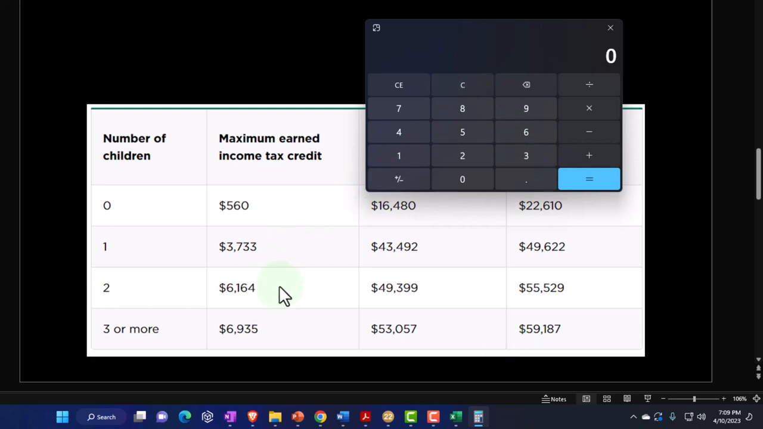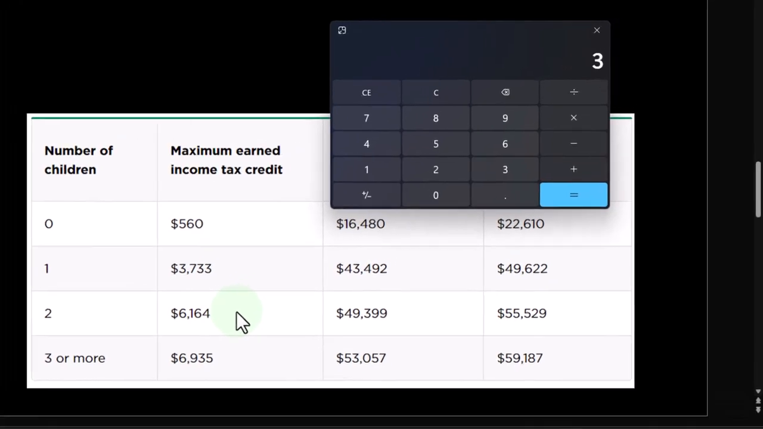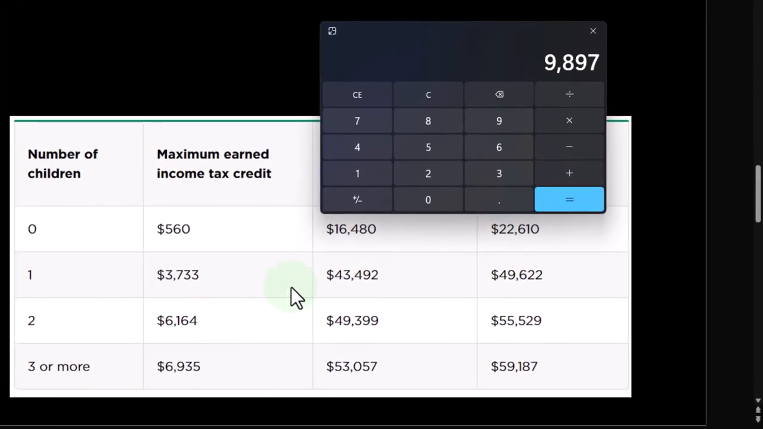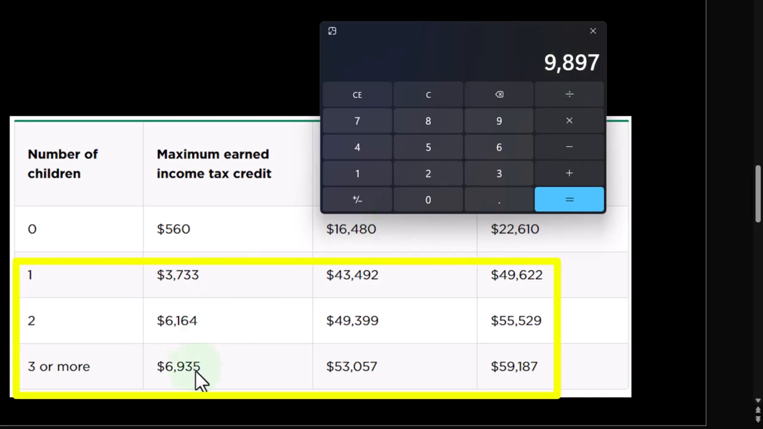But notice if one had two kids, 6164 plus 3733, and you're maxing it out, that would be 9,897 if you're maximizing these two out. And then if you were married and you got three kids, then it would be at the 6935.